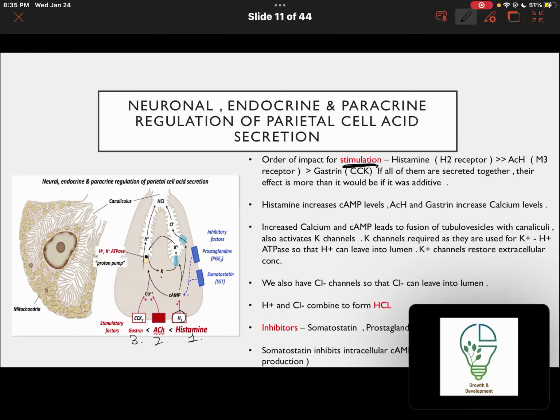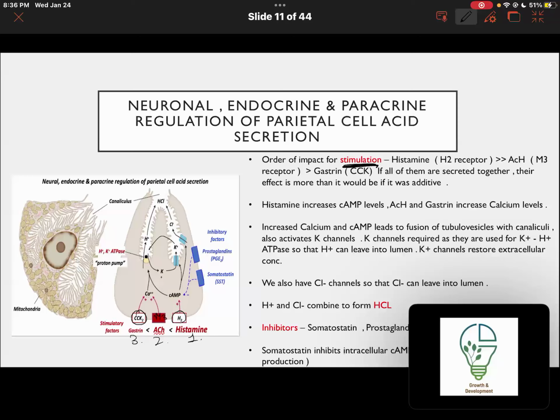Acetylcholine acts on the M3 receptor, which is this receptor over here. That's the M3. M3 is a muscarinic receptor. And gastrin acts on the CCK2 receptor. So you need to remember these, and you need to remember both the hormones or ligands or neurotransmitters. So histamine, ACH, gastrin, you need to remember all three, and then you also need to remember the receptor they act on.